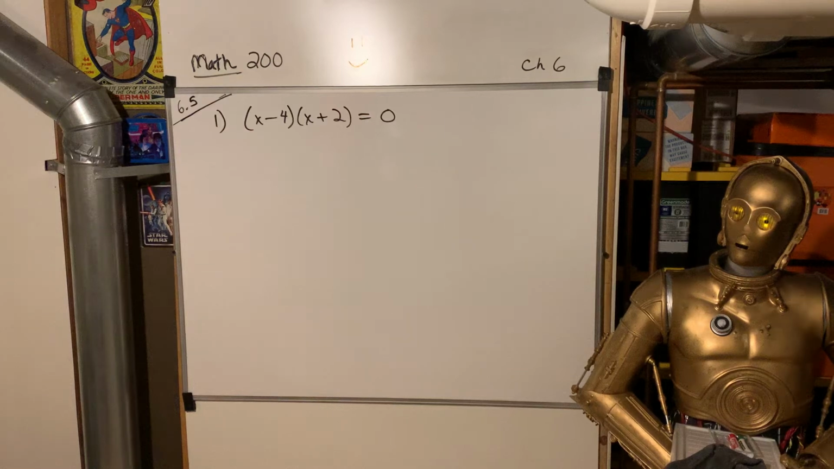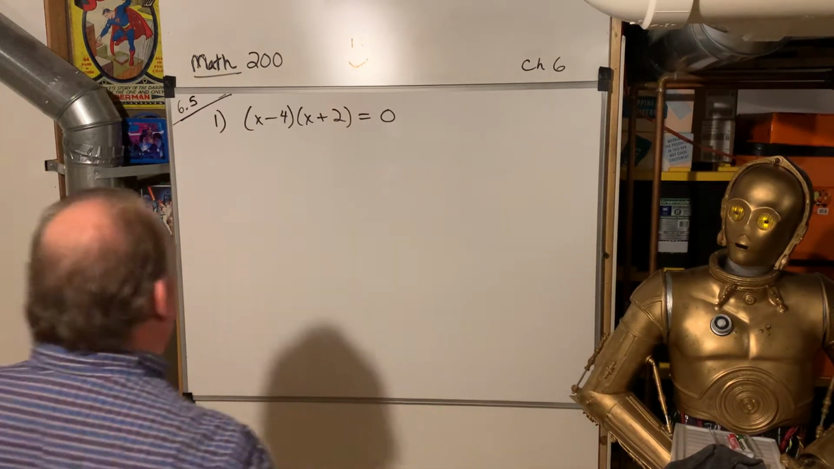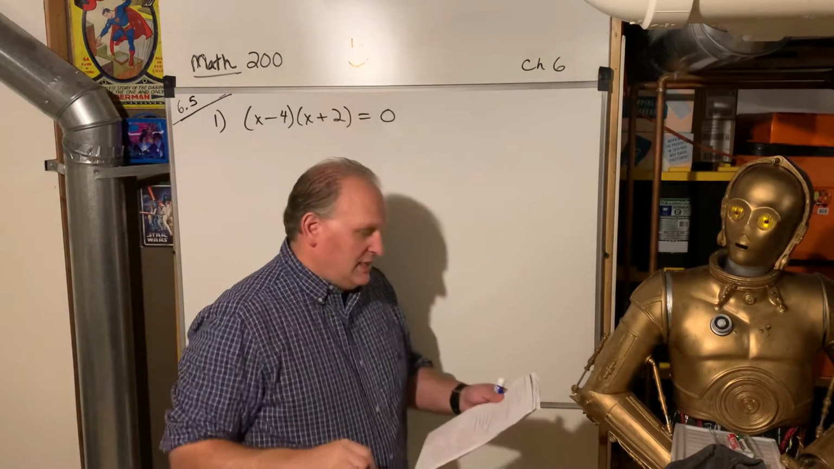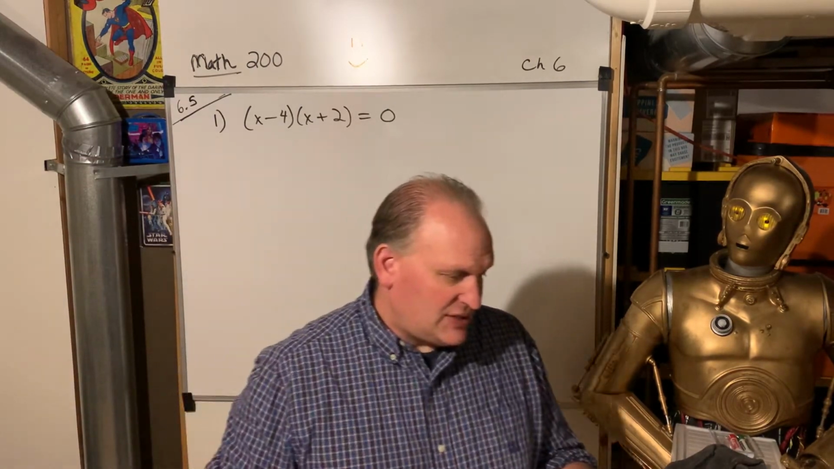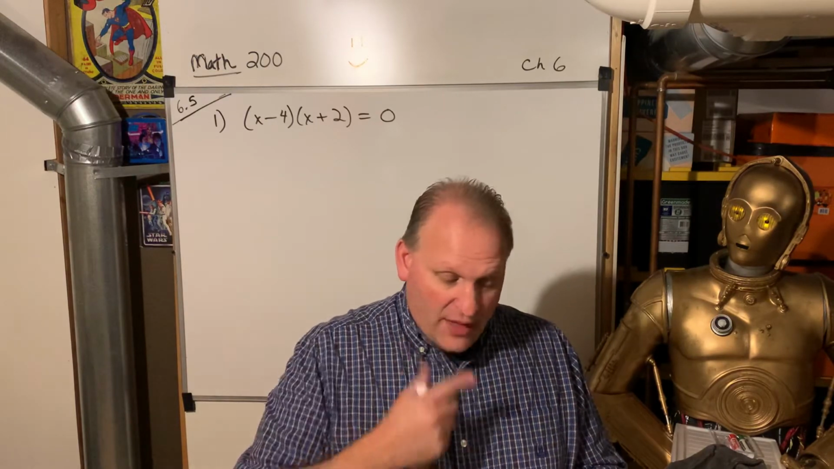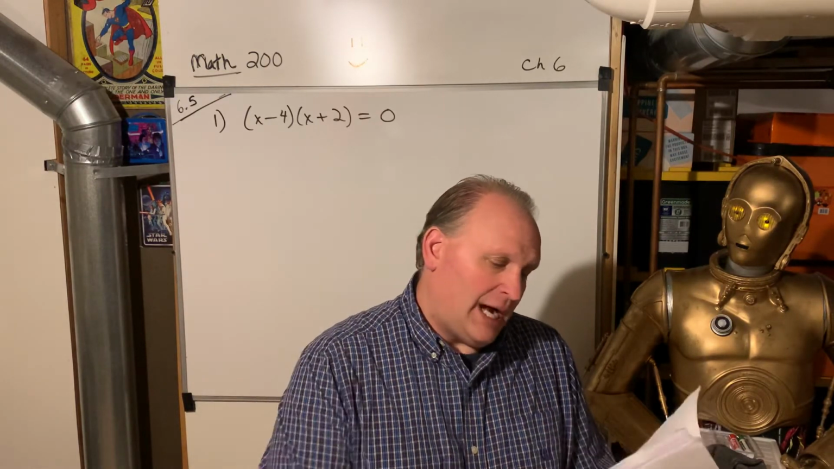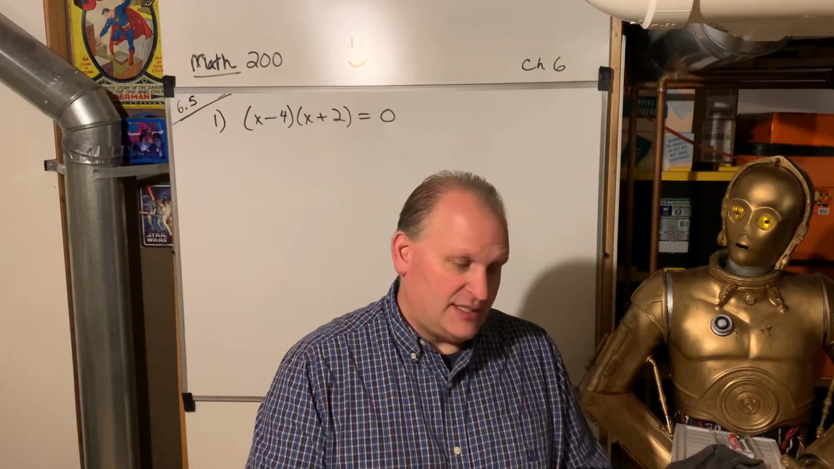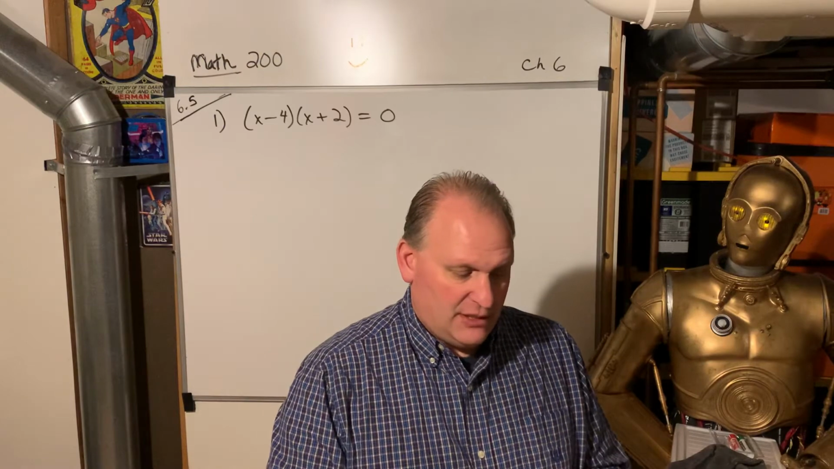Okay, we're back. This is Math 200. We're looking at 6.5, Chapter 6, the last section in Chapter 6, polynomial equations. So finally, it's revealed why you learned how to factor. Factoring and solving equations is what this one is all about.